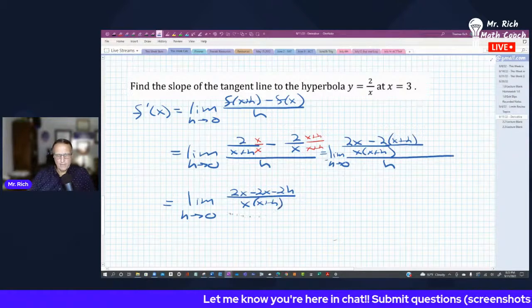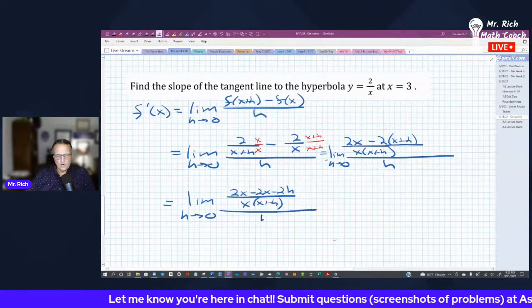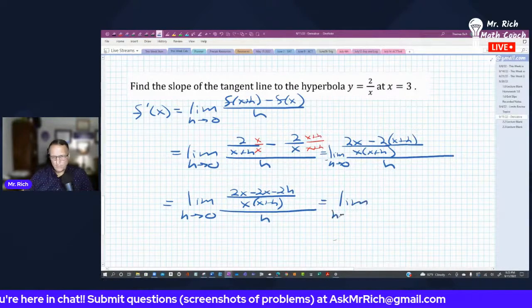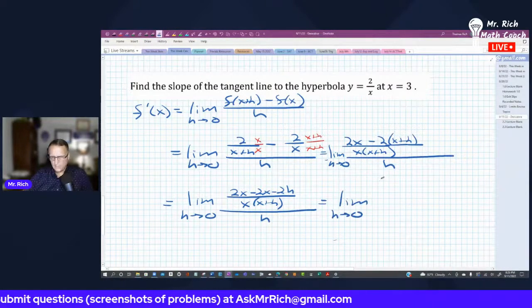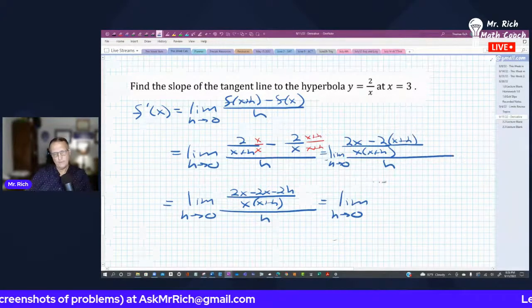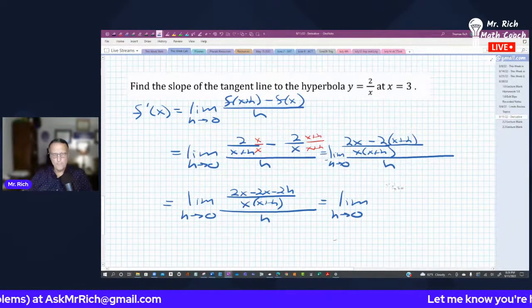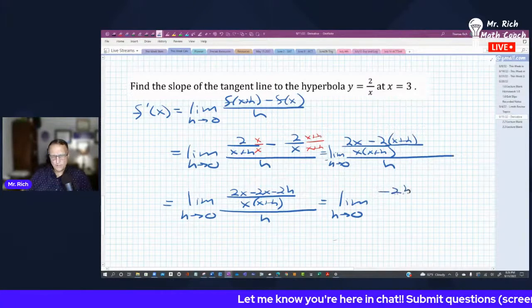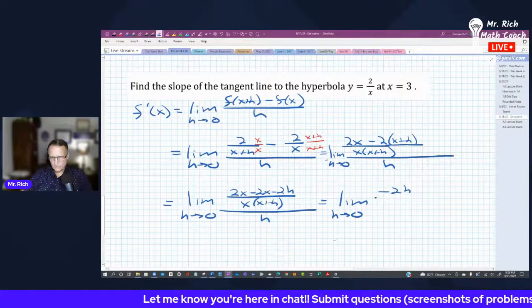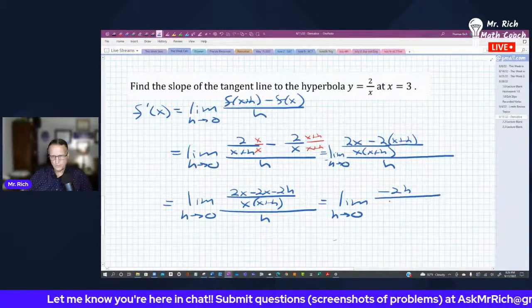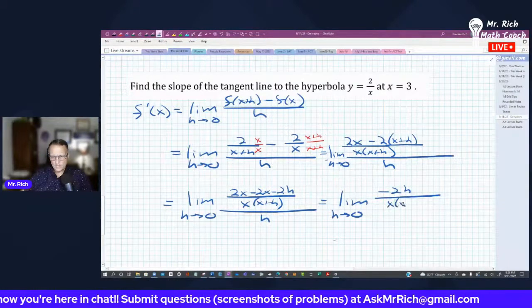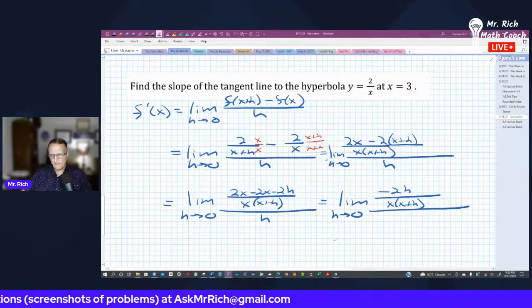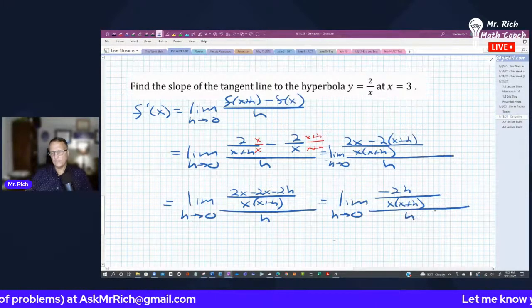So I've got that, and that's all over h. Let's continue simplifying this. Now, if you're good at algebra, you can skip some of the details that I'm doing here and maybe combine two steps into one. But this ends up being negative 2h, right? Because the 2x and 2x cancel. So I have a negative 2h all over x times x plus h. And then that whole thing is over h.